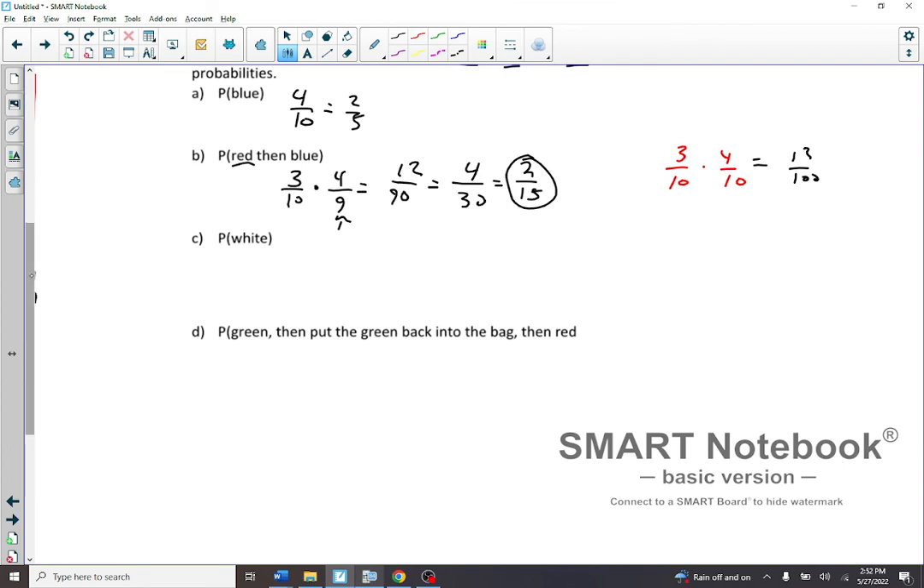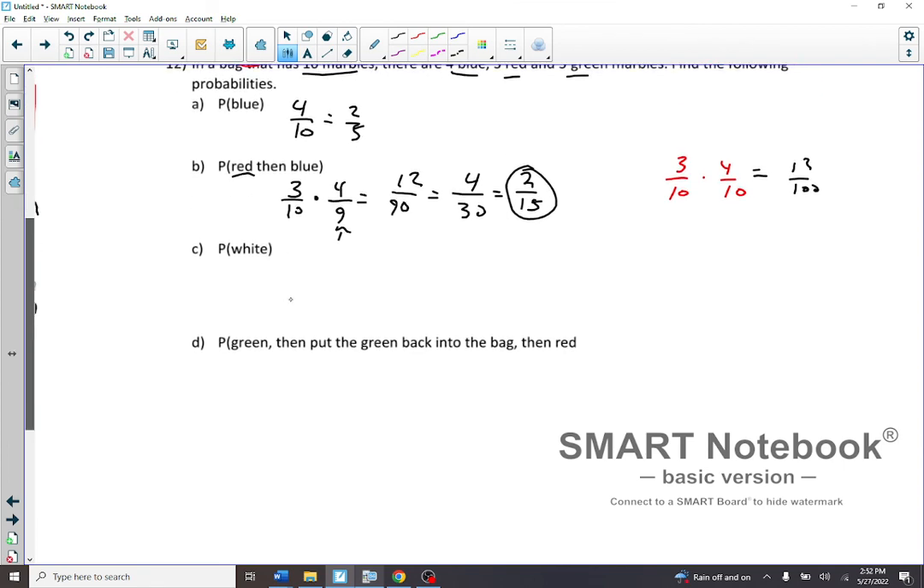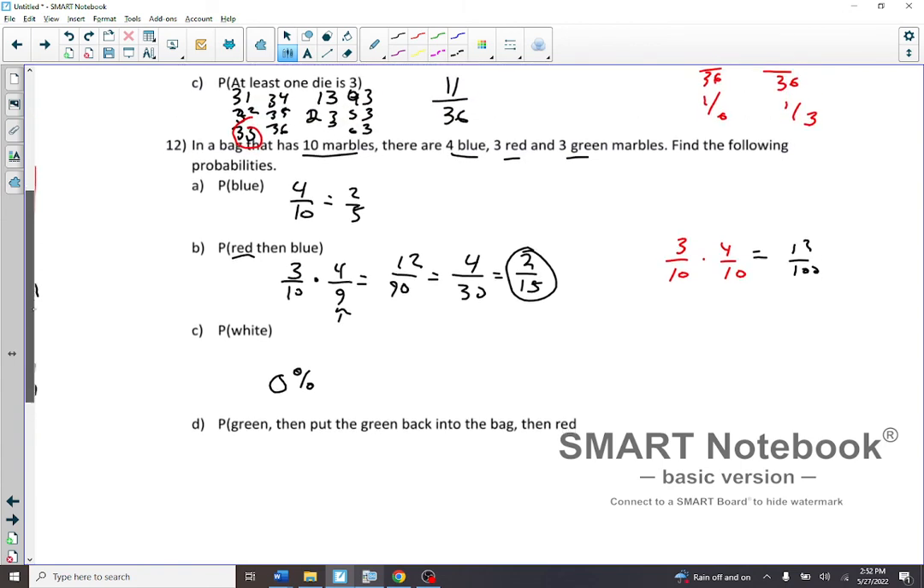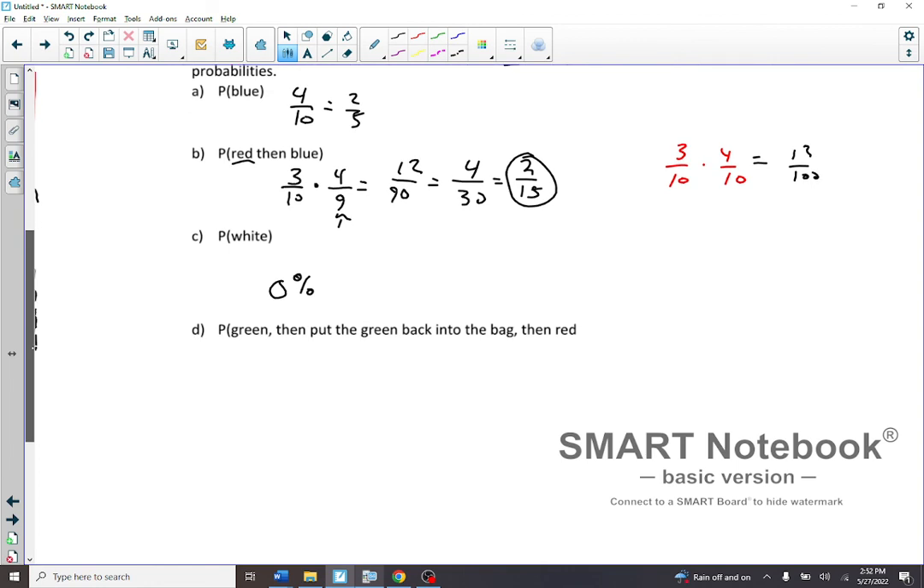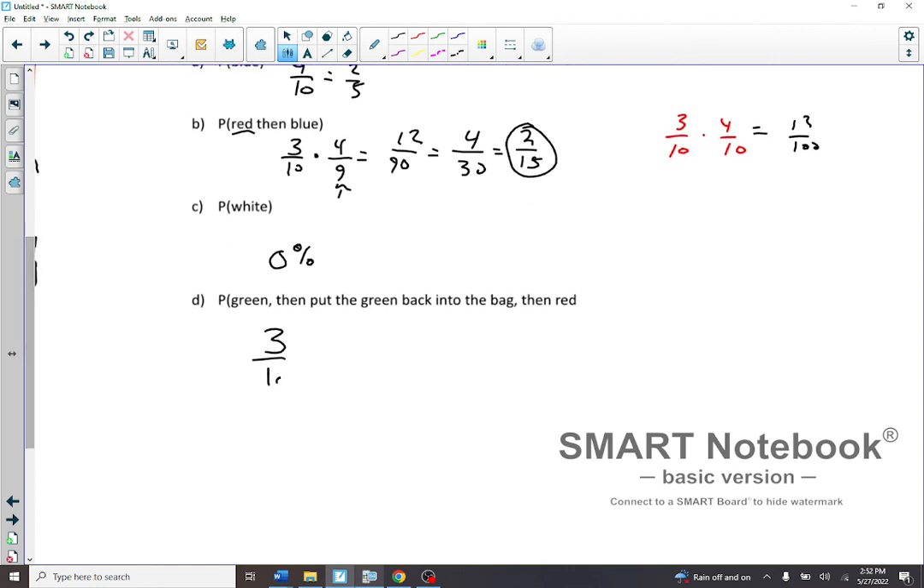P of white, if you look at the bag, there's no white marbles, so 0%. And then green, then I put it back in the bag, then red. So there's 3 green and 3 red. So 3 over 10 for the green. Then I put it back in the bag, so there's still 10 in total, and then another 3. So 9 out of 100. Can't simplify that.